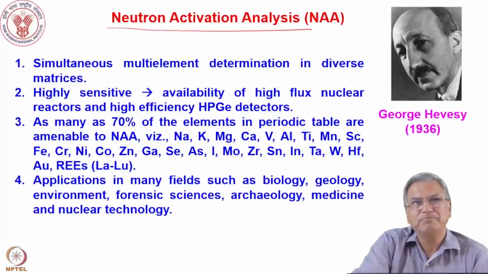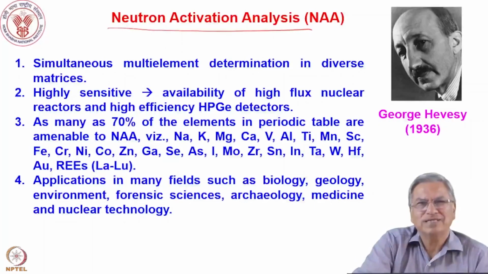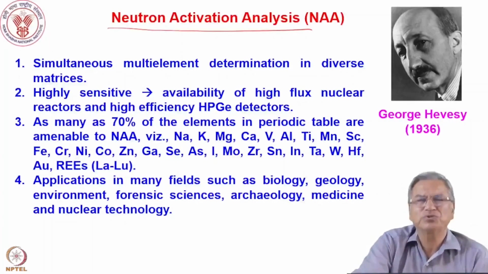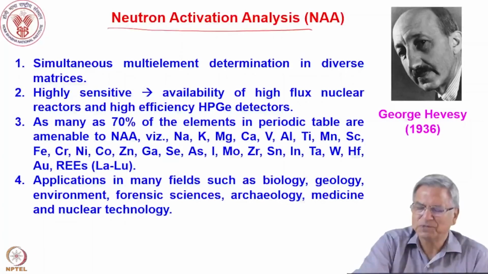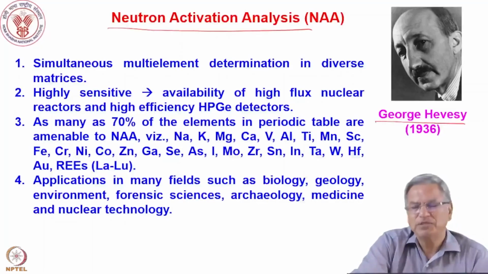As the name itself implies, if you want to characterize a sample for its constituent elements, then we can activate the stable isotopes of the sample by neutrons. And as you know already, the neutron is captured by the different isotopes, and you can get radioactive isotopes. In some cases, even if you don't get radioactive isotopes, you can determine the prompt gamma ray to characterize the constituent elements. This technique was developed by George Hevesy, a scientist who in fact also gave the tracer concept, which I discussed in the last lecture.